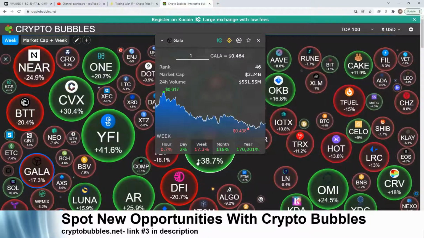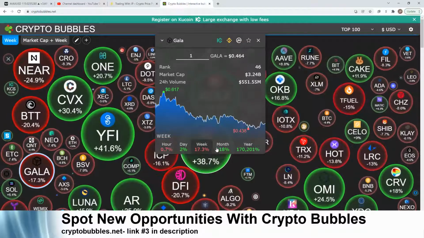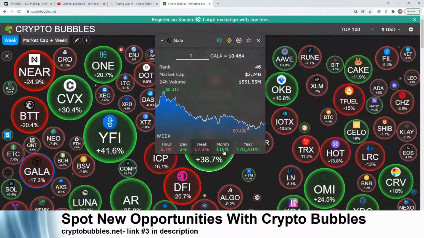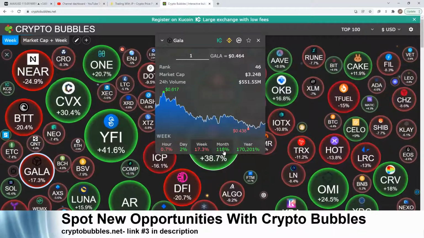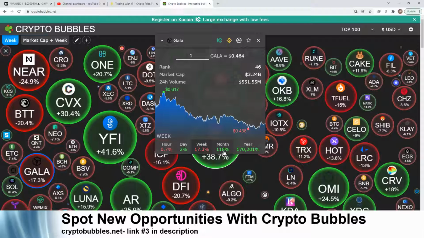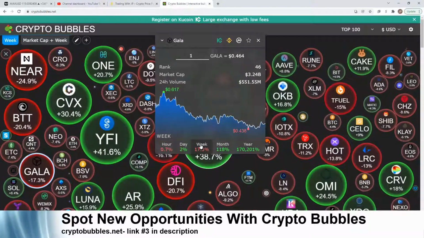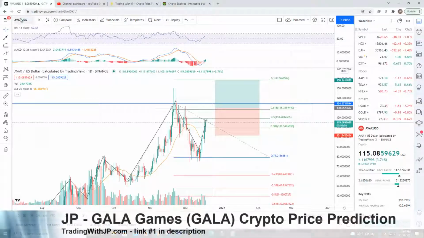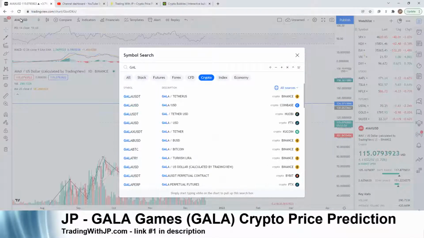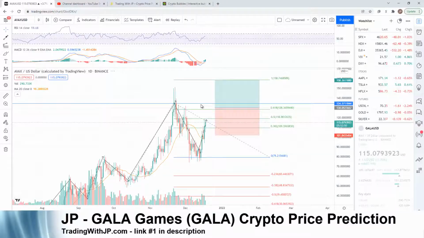Just to give us an idea, it's up 2% for the day. It's down 17.3% for the week, but it's up 118% for the month. So this could potentially be a healthy correction that's coming. And that's exactly what we want. We want to buy at that low point, right, at that correction. So let's take a look at that. So Gala USD, and let's see here, Binance.